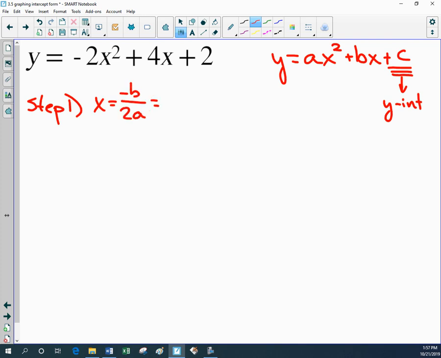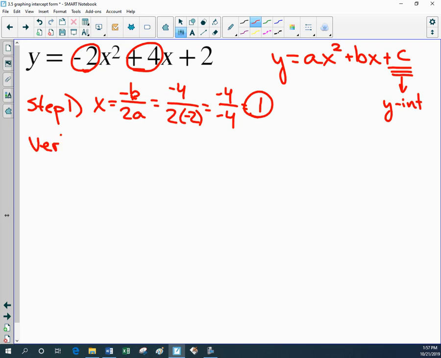by 2a. So the opposite of b would be the opposite of positive 4, so it'd be negative 4, divided by 2 times a, so 2 times a negative 2. So we get negative 4 divided by negative 4, which is a positive 1. Okay, so what that tells us is two things. So it's the x-coordinate of the vertex, which is also the axis of symmetry. So the axis of symmetry would be x equals 1. Okay, so these two are always going to be the same. The axis of symmetry and the x-coordinate of the vertex are both always going to be the same.